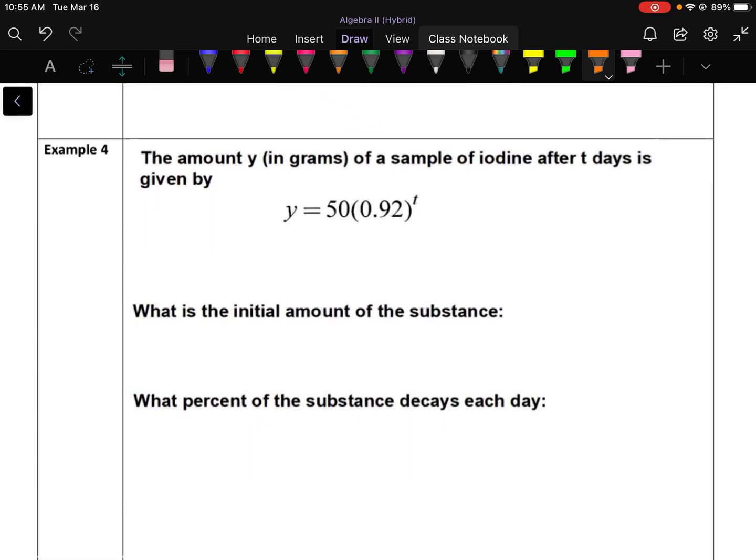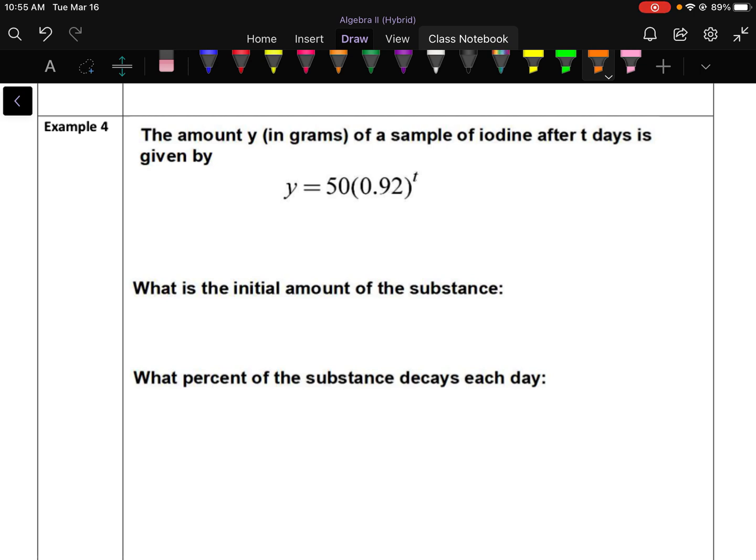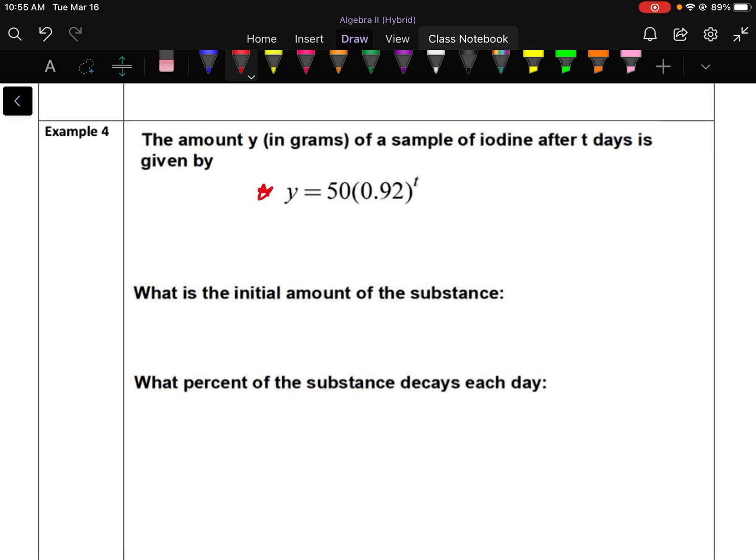And then the last thing here, where you're given an equation, you just have to find the information from the equation. So it says the amount Y in grams of a sample of iodine after T days is given by this equation. What is the initial amount? Well, that's your A value, so we would say that that is 50 grams. And then, first of all, looking at my number in the parentheses, because it's less than 1, it would be decay. So we have to figure out what percent it is decaying each day.